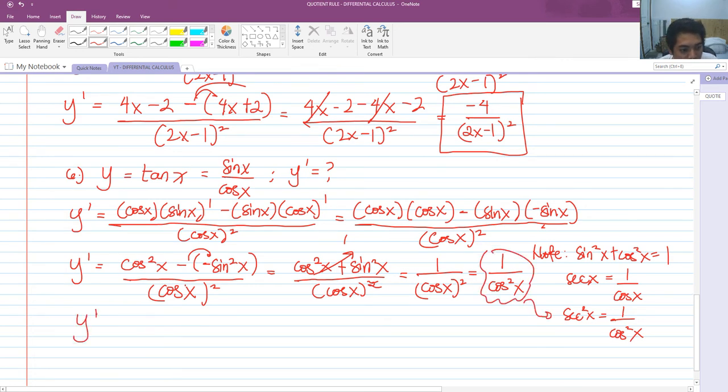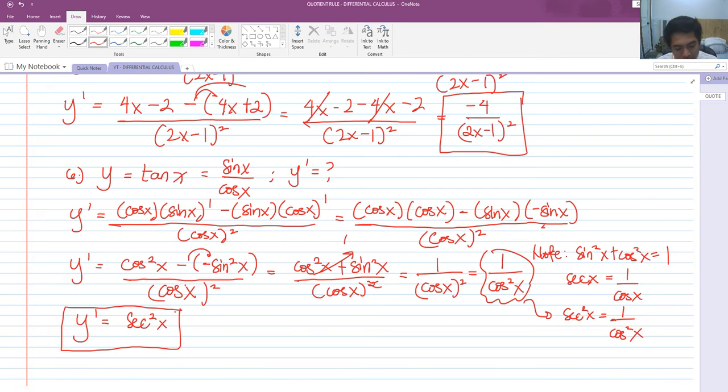So y prime, 1 all over cosine squared of x, by identity would now become secant squared of x. And hence, we have proved that the derivative of the tangent trigonometric function is secant squared of x.